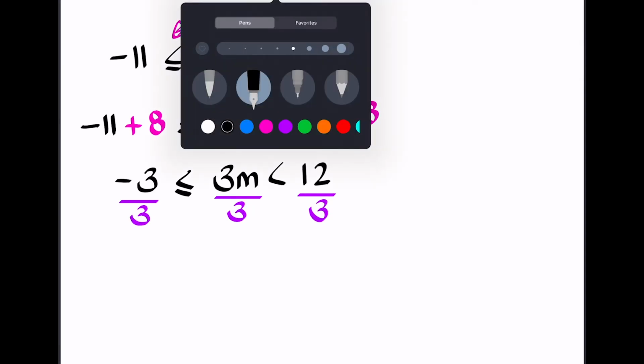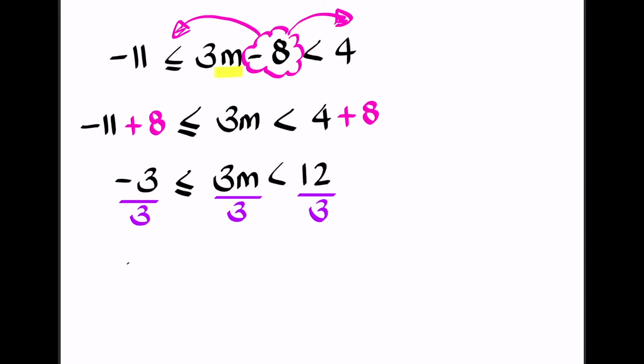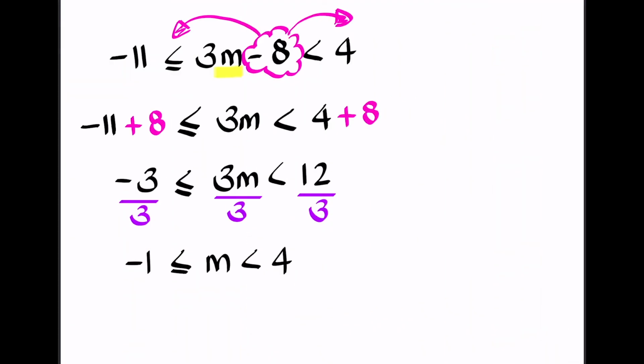So -3 divided by 3 is -1. It's less than or equal to 3m divided by 3, which is m, which is less than 12 divided by 3, which is 4. Now you can see I didn't switch my crocodile teeth around because I didn't divide or multiply by a negative. All right, now it says, hence write down the number of integers that satisfy the inequality.